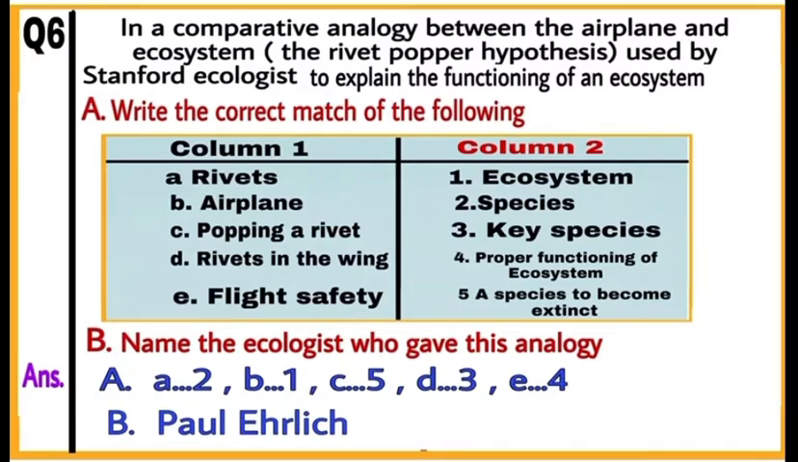B. Aeroplane is compared with number 1 ecosystem. C. Popping of rivets is compared with number 5, a species to become extinct. D. Rivets in the wing are compared with number 3, key species of an ecosystem. And E. Flight safety, it is compared with number 4, proper functioning of an ecosystem.